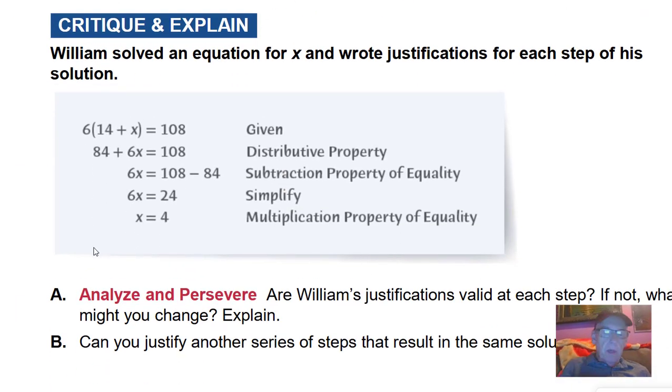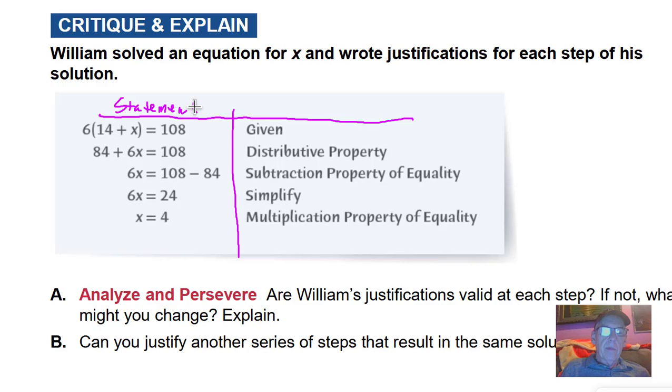So here's our critique and explain, which is like the explore reason. This is the 5.1 that's in your student companion. William solved an equation for x and wrote justifications for each step. So let me turn this into a two-column proof. These are the statements. These are the reasons. This is his first step, the given. 6 times the quantity 14 plus x is equal to 108. That's given. What did he do for step 2?